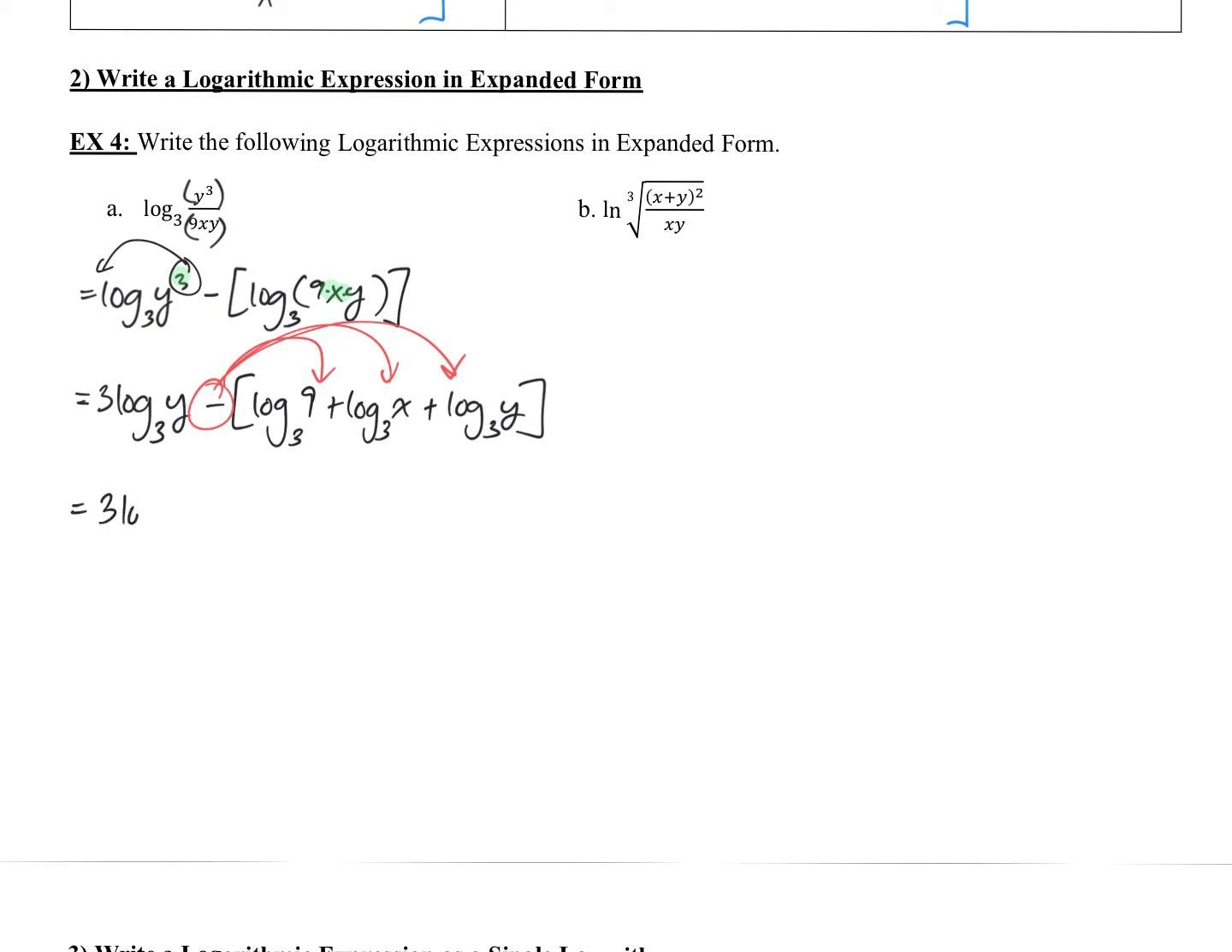So make sure to plug those in. And then let's see, what do we have? That'll be log base 3 of, and I'm going to change that 9 to 3 squared, just thinking about the base matching up right there. Then log base 3 of x plus log base 3 of y. Can we simplify anything? Well, we can simplify those 3's.